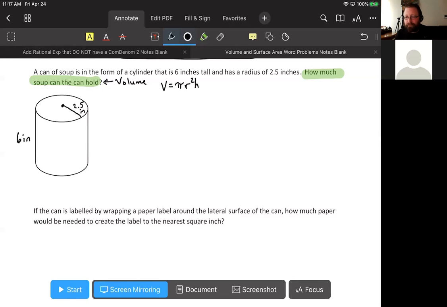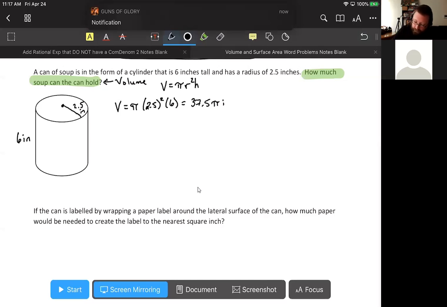So from there, we need to find the volume. So we'll say the volume is pi times 2.5 squared times 6. Feed it to the calculator. That would be 37.5 pi cubic inches.